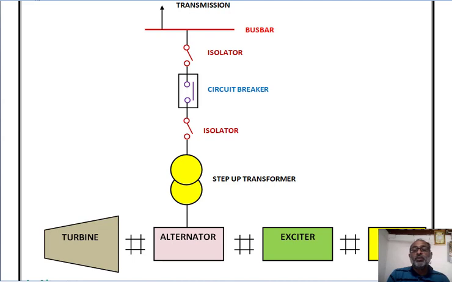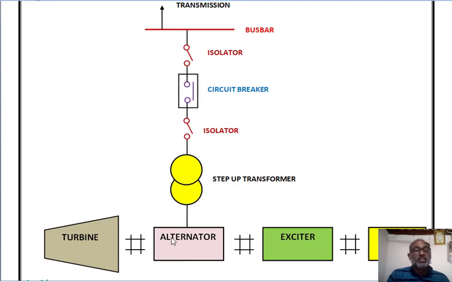alternator. Here you can also see that one pilot exciter is mechanically coupled, connected with this exciter. This is a permanent magnet type DC generator. That's why it is called a pilot exciter. And this pilot exciter generates the DC voltage required for the field winding of this exciter.